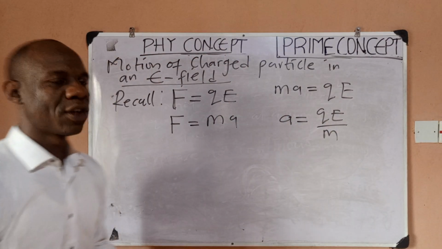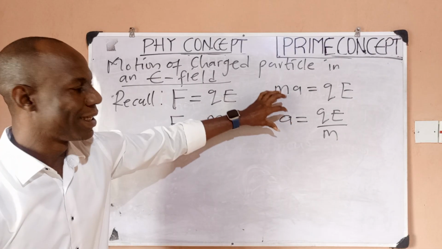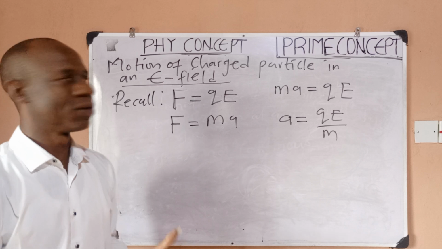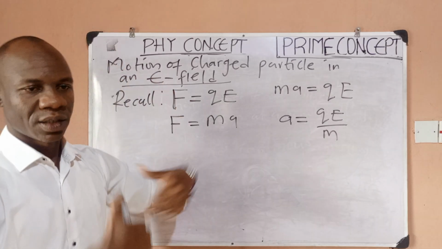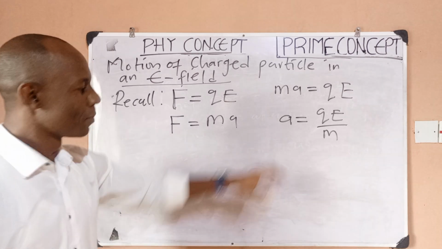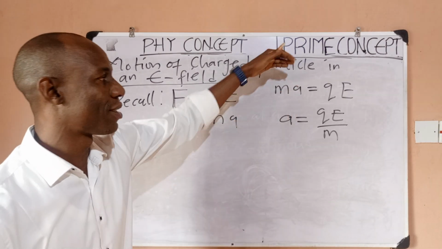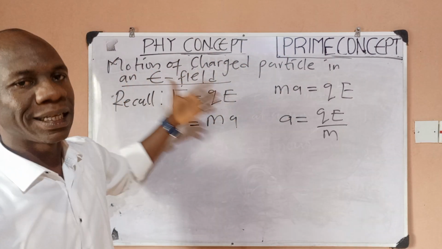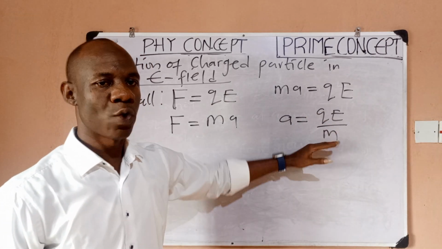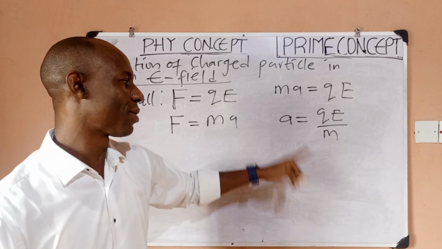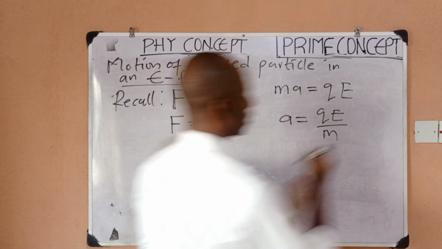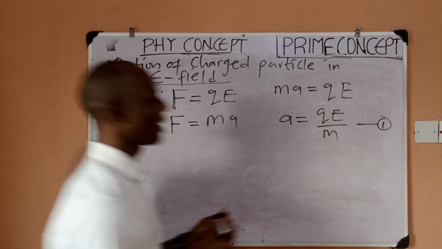So what I have just been able to derive is the acceleration of a particle that is placed in an electric field. Because we are considering motion, if something is moving, in some cases it should have an acceleration, right? So the acceleration of a particle placed inside an electric field is given as QE by m, where m is the mass of that particle and a is the acceleration. Let me call this our first derived equation.